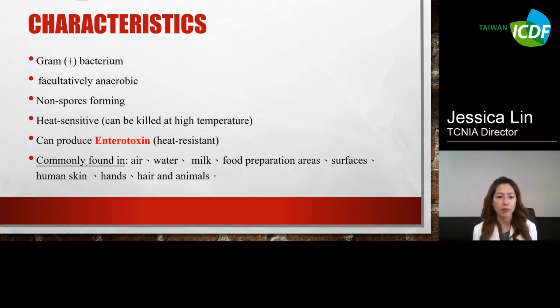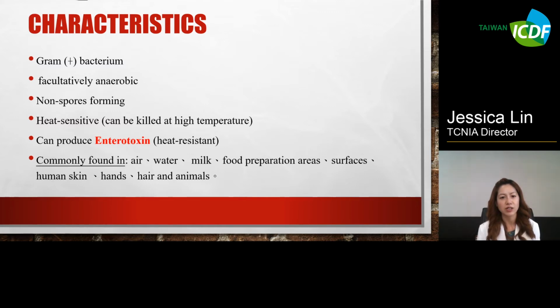They can produce enterotoxin. So this is another toxin producing bacteria. And luckily, the enterotoxin produced by Staphylococcus is heat resistant.